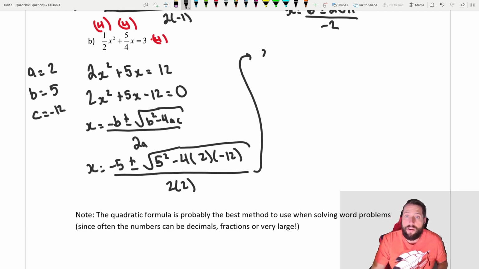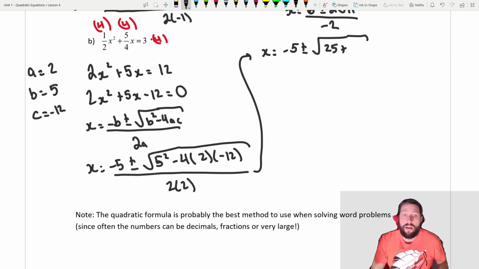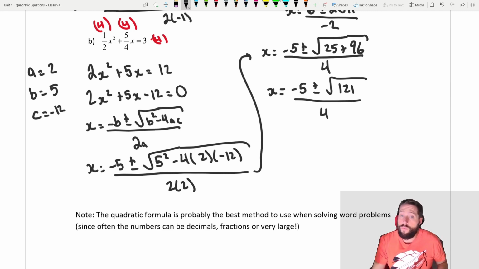Simplifying it, we now have x is equal to negative 5 plus or minus the root of 25. 4 times 2 is negative 8. Negative 8 times negative 12 should give us positive 96. And that's all being divided by 4. So now we have x is equal to negative 5 plus or minus the root of 25 plus 96. That should be 121, all over 4. Well, the root of 121 is 11, so we have x is equal to negative 5 plus or minus 11 over 4.